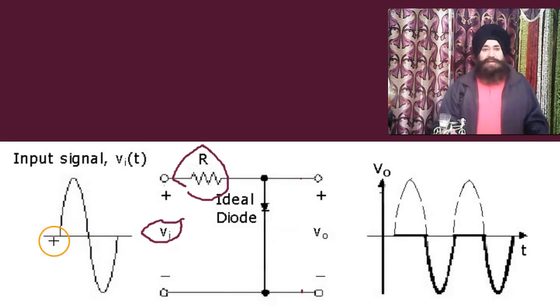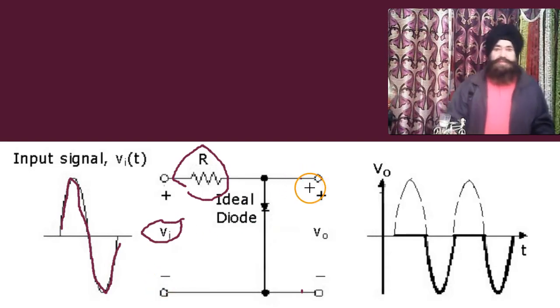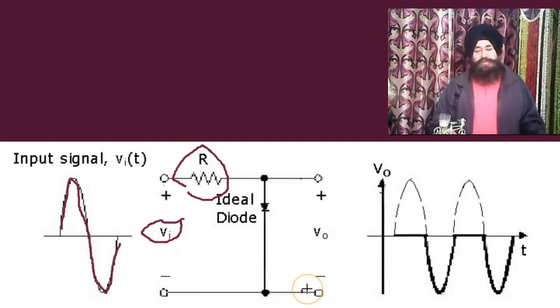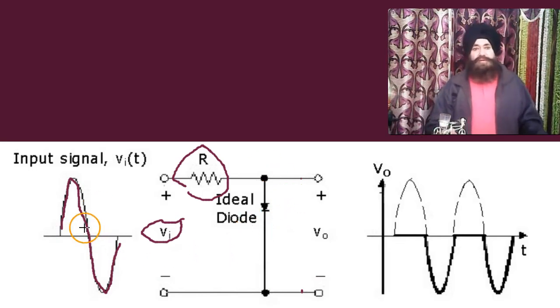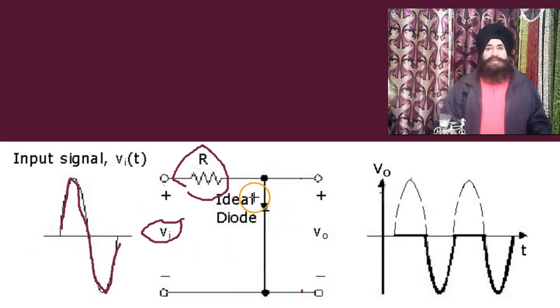So we will find, if a sinusoidal wave, this type of wave, is given between the 2 points, what will then be the output? Let me start. The diode is our ideal diode.